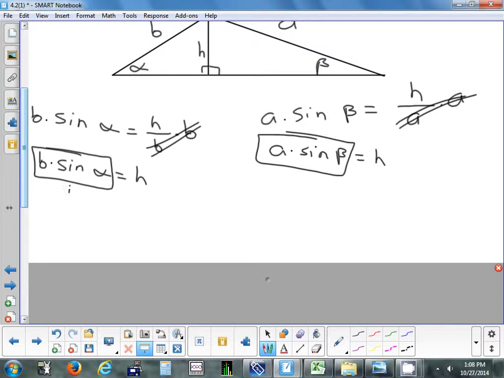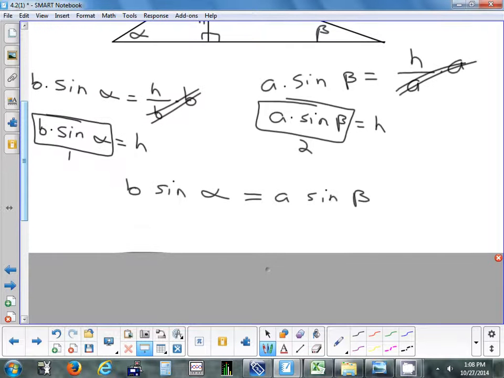We'll call that box 1 and box 2. Box 1 equals box 2. Why? Because they're both equal to H. So that's my next step, and my second to last step. B sine alpha is going to be exactly the same as A sine beta.